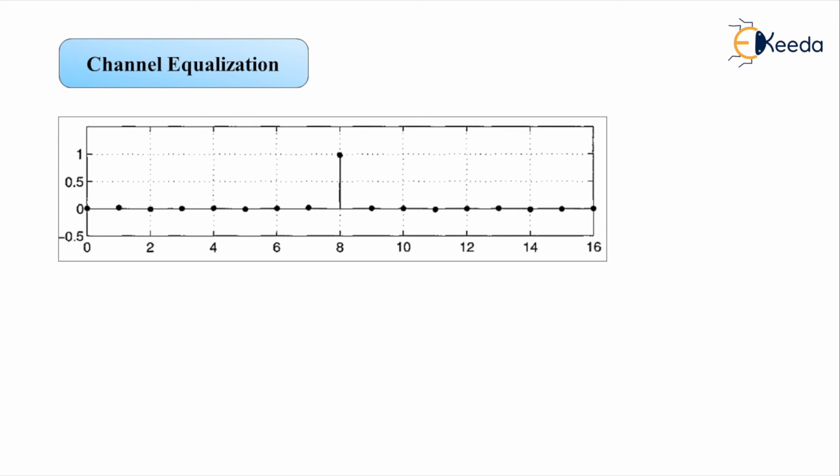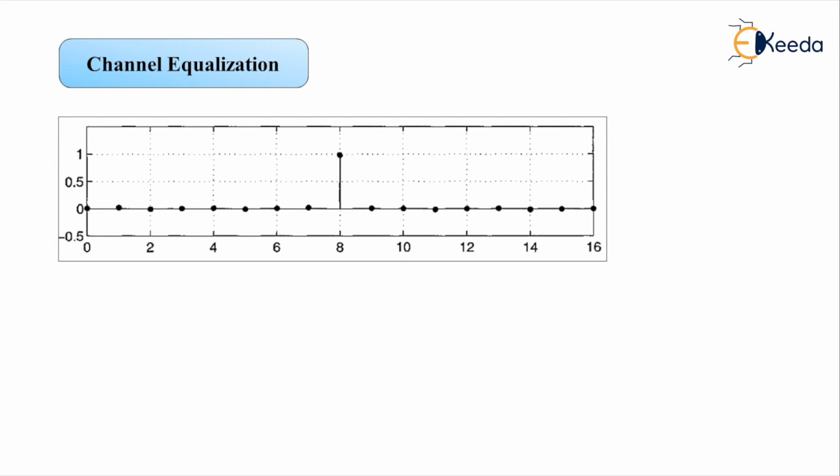So here we see on the horizontal axis the markings 0, 2, 4, 6, 8, 10, 12, 14, 16, and on the vertical axis we have the markings minus 0.5, 0, 0.5, 1. And since the convolution is approximately a unit sample at n equal to 8, as you can see here, and the rest of the places we have 0, the equalizer is a good approximation to the inverse of h of n.